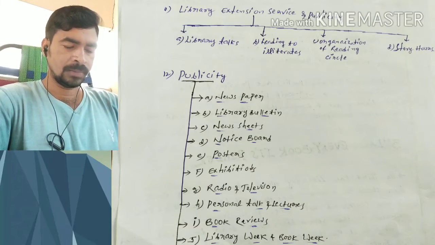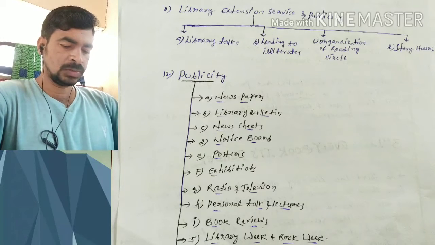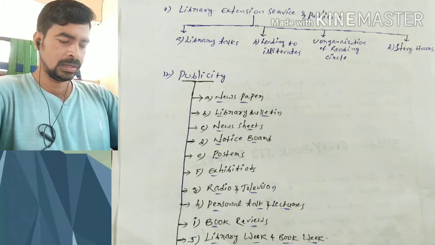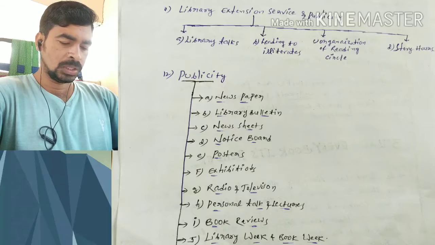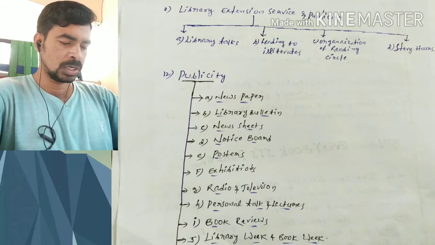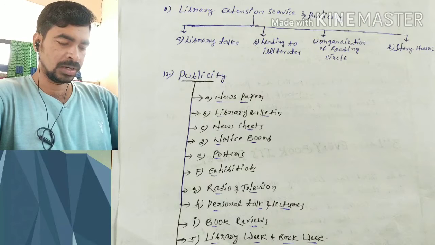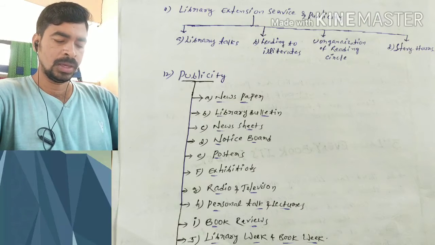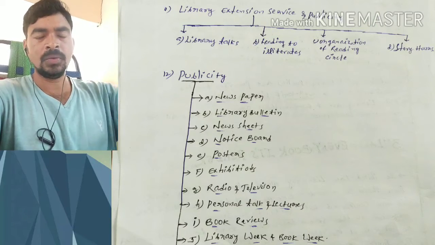and week. Books are arranged in shelves in the classified order and readers have freedom of access to them. This system is called open access.